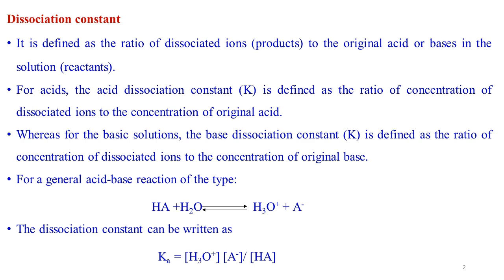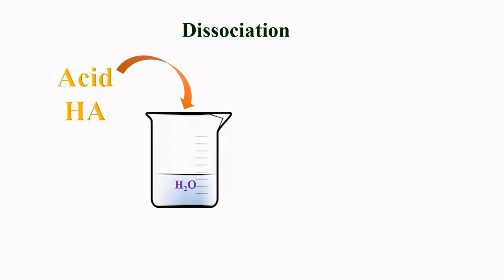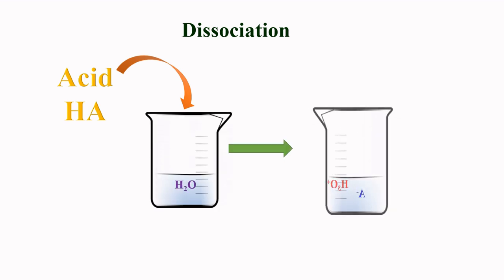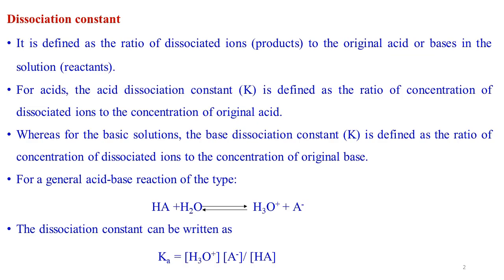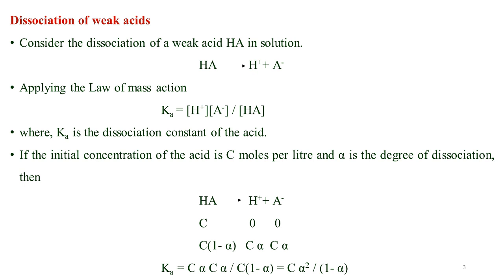For a general acid-base reaction of the type HA reacting with water in equilibrium to produce H3O+ and A-, the dissociation constant can be written as Ka is equal to the concentration of H3O+ times the concentration of A- divided by the concentration of HA. Dissociation of weak acids.